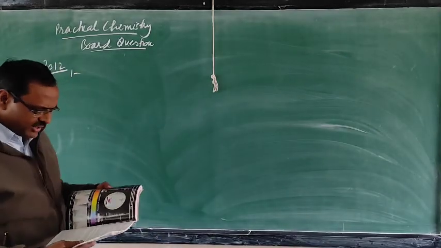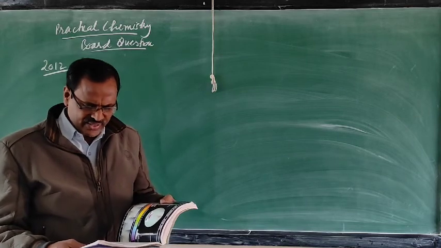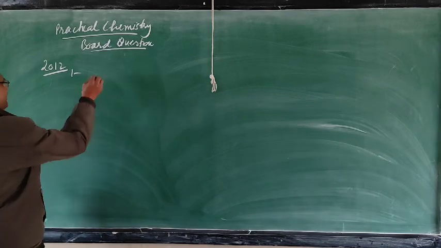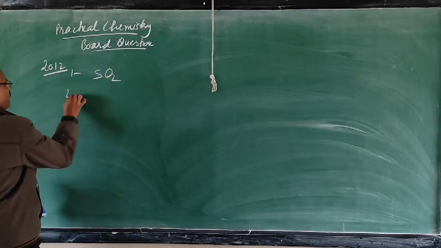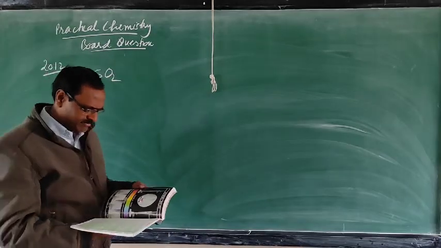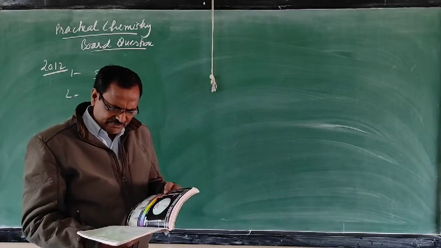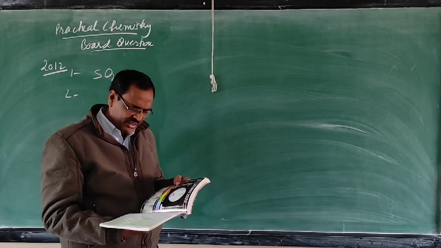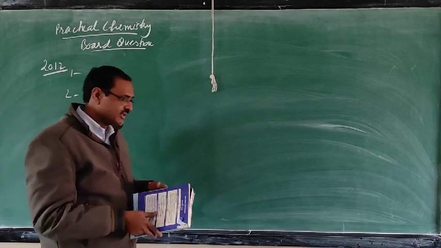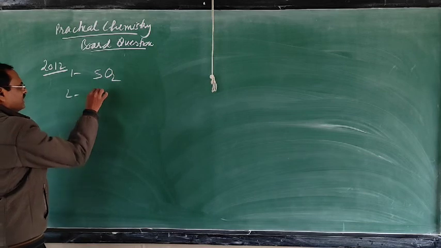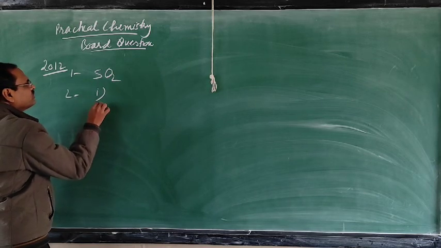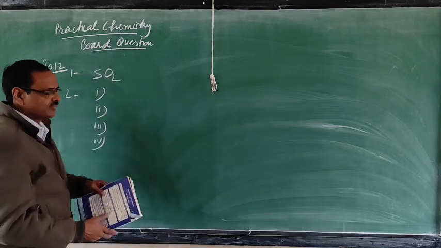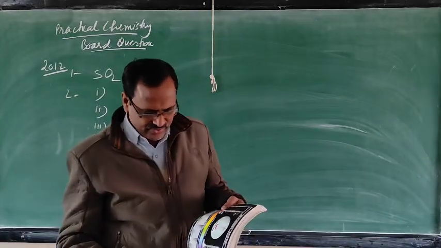2012, first question. Name the gas which turns acidified potassium dichromate clear green. So this is sulfur dioxide. Now the second question: identify the anion present in the following compounds. Some information is given. There are four parts: 1, 2, 3 and 4.